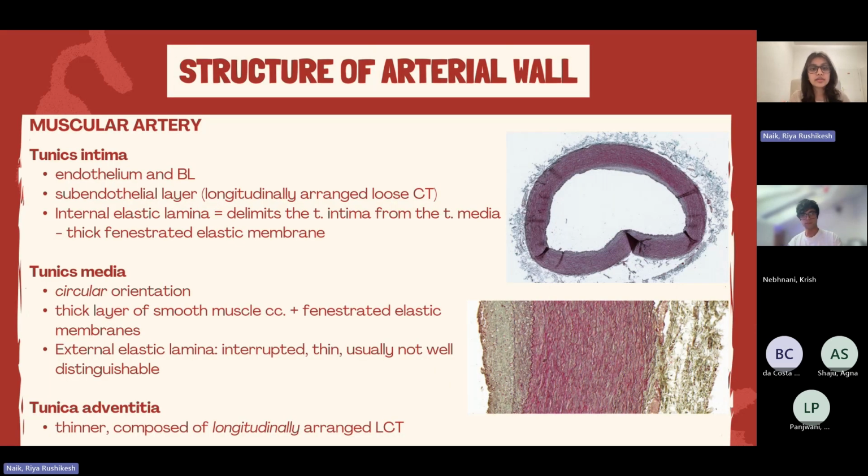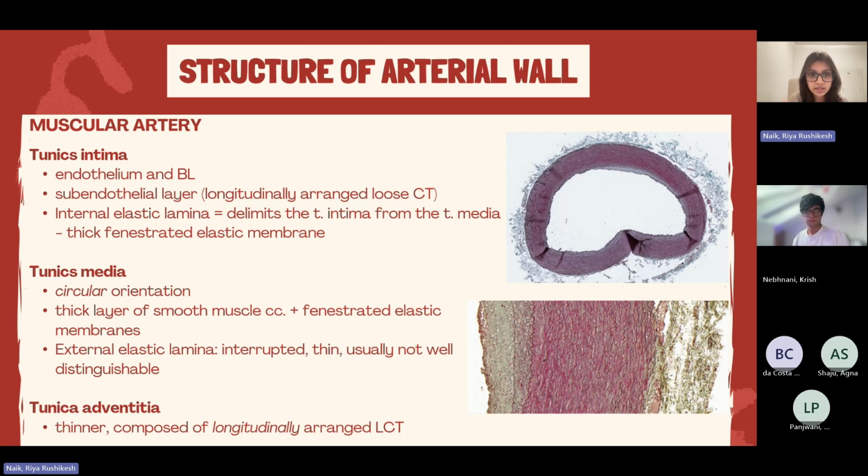So let's talk about the structure of an arterial wall in detail. Since muscular arteries are the most common type of artery, this is what you will see when you look at a slide of a muscular artery. Essentially all arteries and veins have three common layers: the tunica intima, tunica media, and the tunica adventitia.